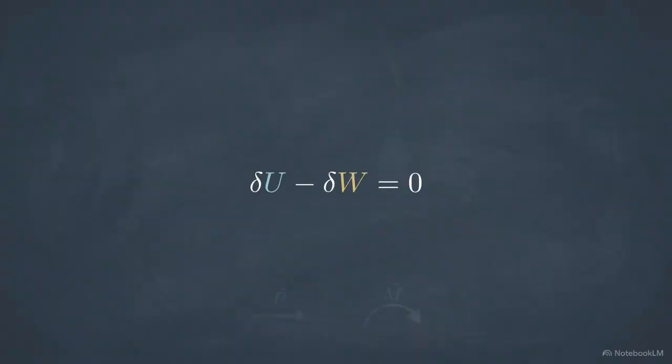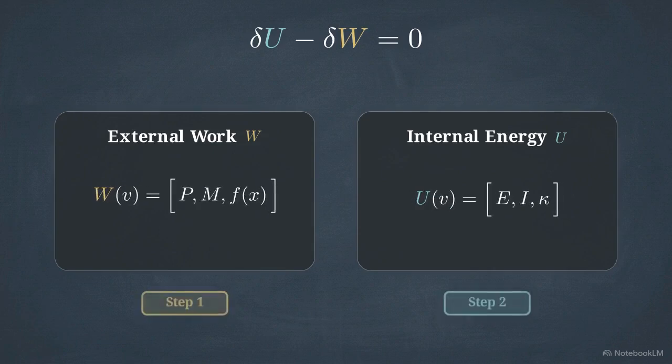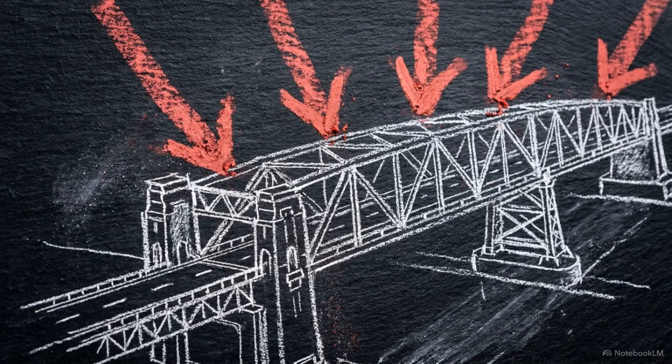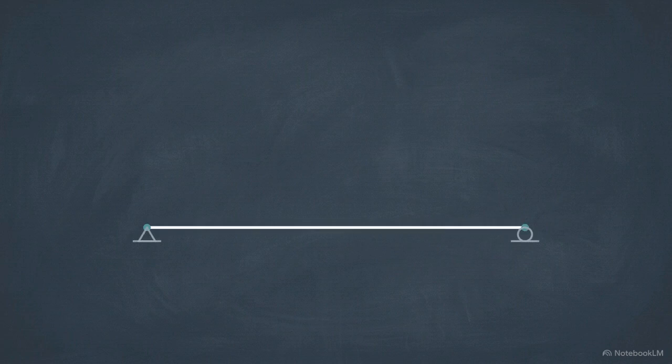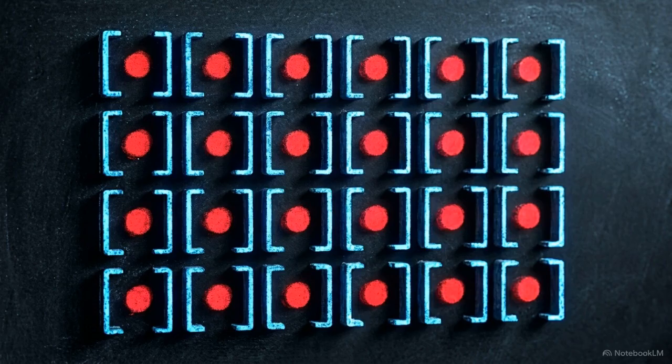But we cannot simply plug raw force vectors into this equation. We must explicitly define both the external work and the internal energy as distinct mathematical expressions first. The first step of our derivation is constructing the mathematical expression for the total external work. This requires accounting for the three specific load types currently acting on our element: the point loads, the concentrated moments, and the distributed loads.